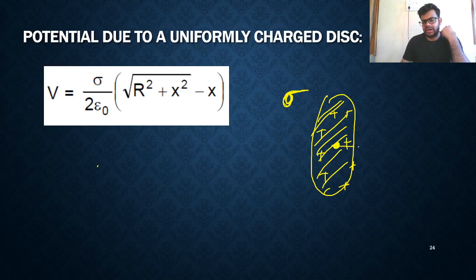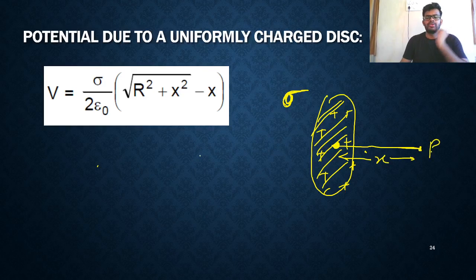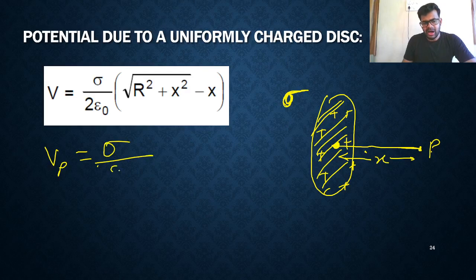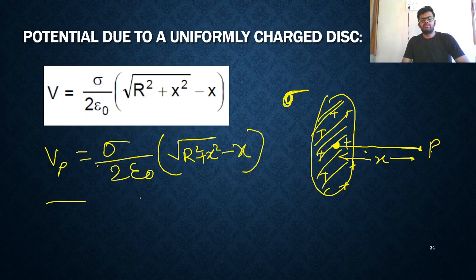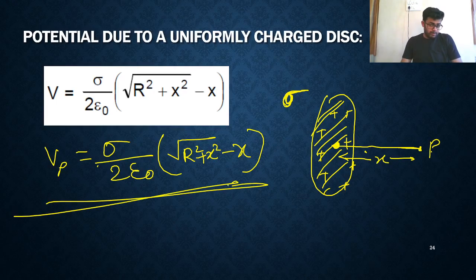Its radius is r. Let's say any point at distance x from the center, so this is point P. I will say the potential at point P can be given by sigma upon 2 epsilon naught times root of r square plus x square minus x. Please remember this formula. Very, very important. You don't have any other option. You need to remember this formula at any cost.